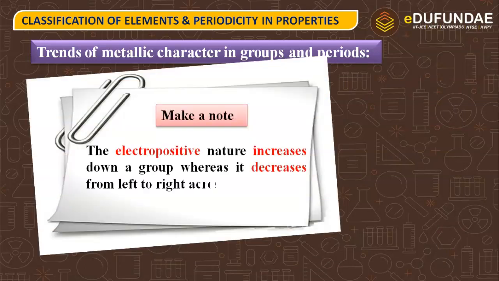Make a note, the electropositive nature increases down the group, whereas it decreases from left to right across the period. I also told you the reason, that as we move down the group, ionization energy decreases. That is why metallic character increases, and along the period, ionization energy increases. That is why metallic character decreases.